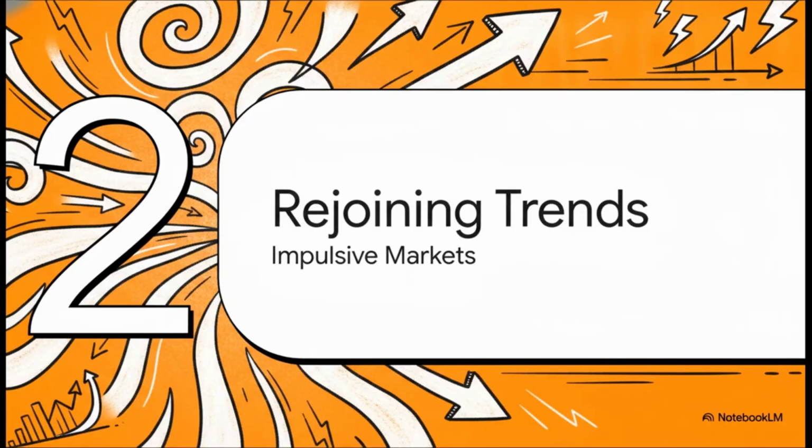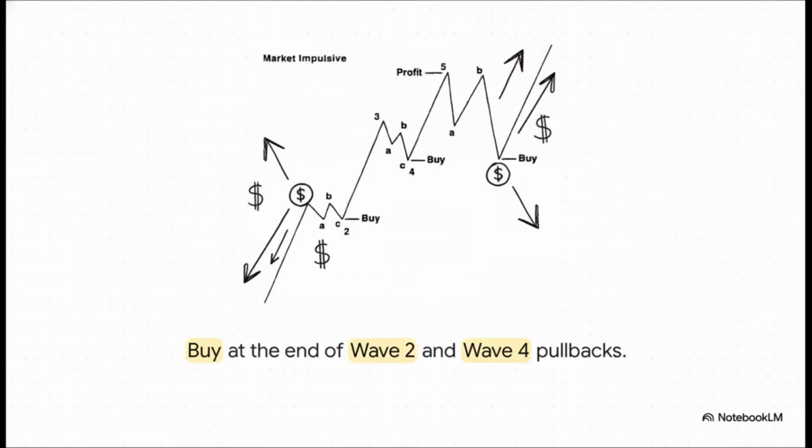Let's move to part 2 and see how this builds, rejoining impulsive trends. This brilliantly illustrates what happens when the primary trend is moving upward in a 5-wave structure. 1, 2, 3, 4, 5. Notice those buy points mapped out right at the end of the pullbacks?